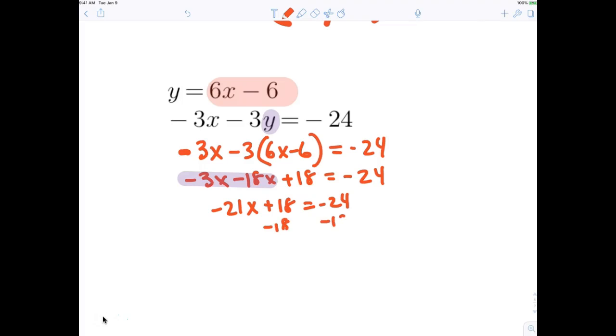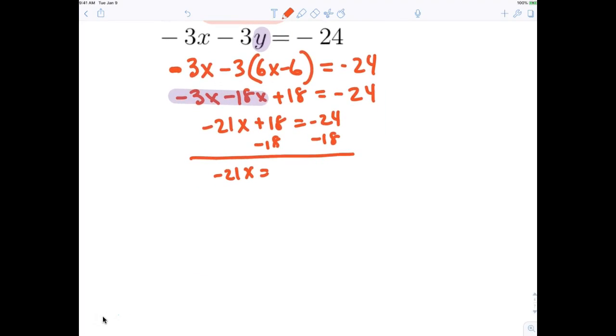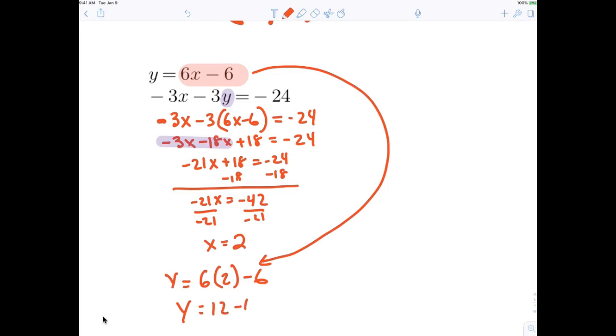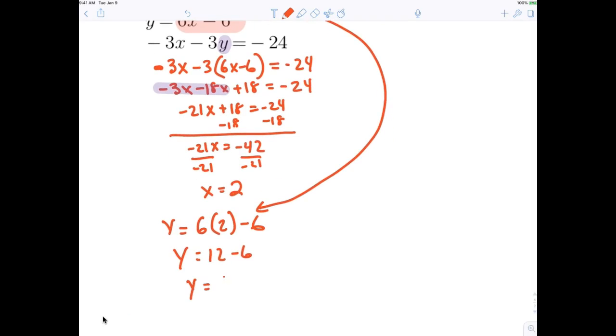Subtract 18. Negative 21x is equal to negative 42. Divide by negative 21. So x is equal to what? 2. X is equal to 2. Everybody with me on this? X equals 2. Now, the easiest one is the top one, right? So y is equal to 6 times 2 minus 6. Y equals 12 minus 6. So y is equal to what, guys? Y is equal to 6. So my answer is 2 comma 6.